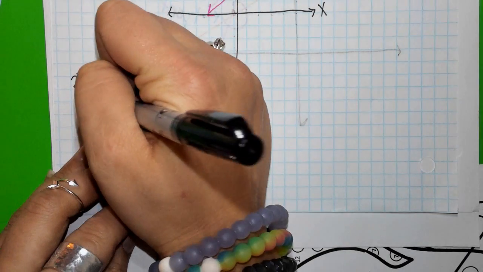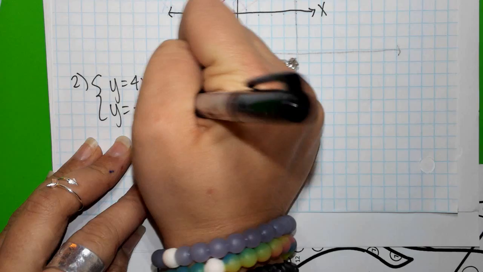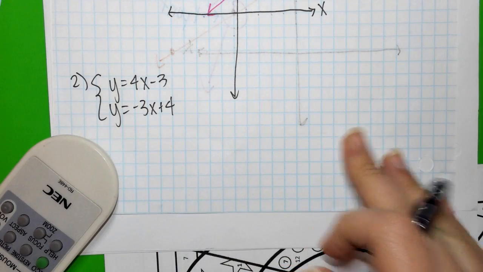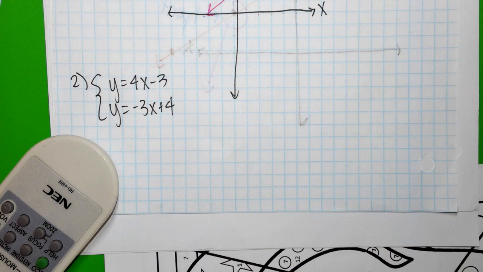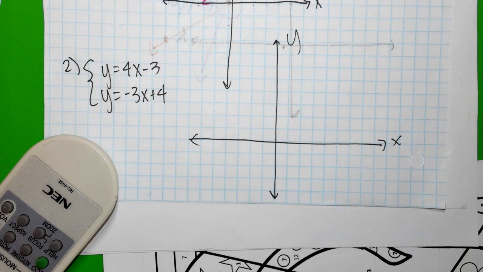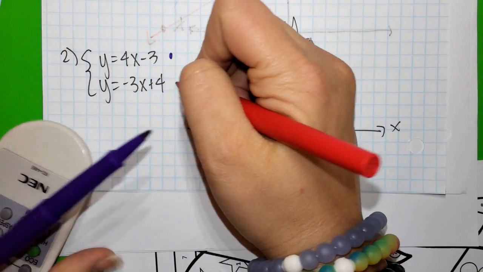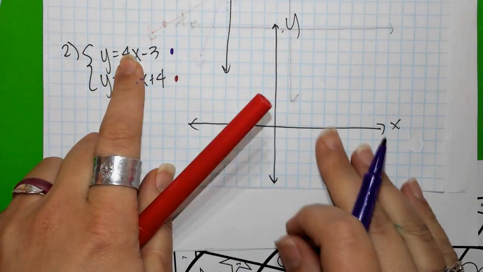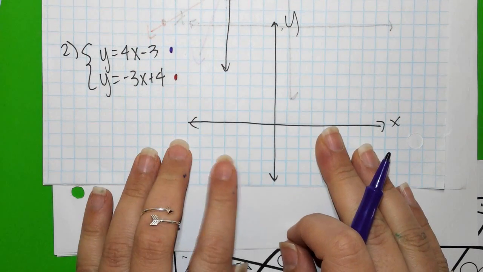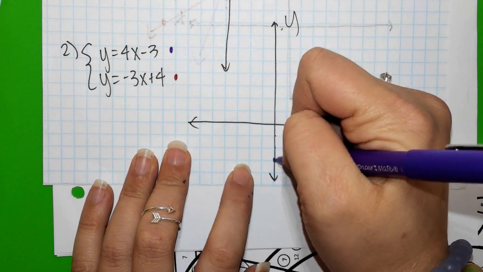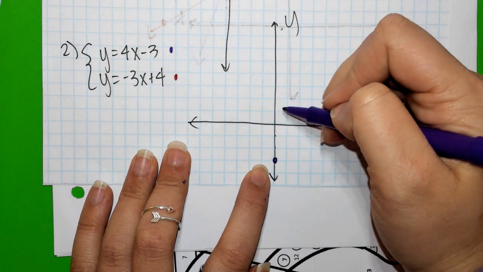Alright, y equals 4x minus 3 and y equals negative 3x plus 4. Alright, so 4x minus 3 is going to be in purple, and negative 3x plus 4 is going to be in red. So for this one, what do we do first? Go down negative 3. 1, 2, 3. And then what? Up 4, right 1.